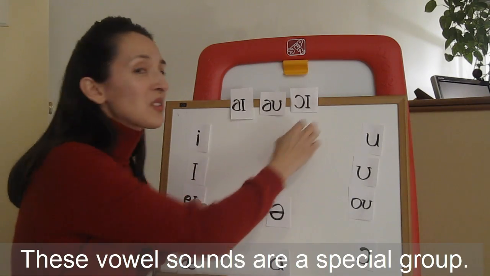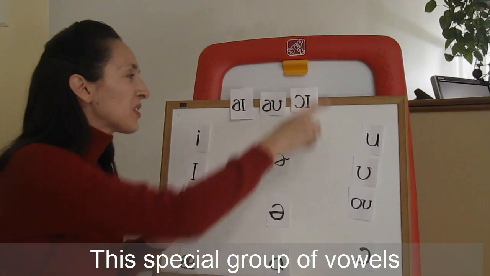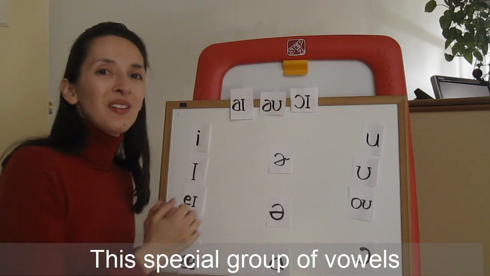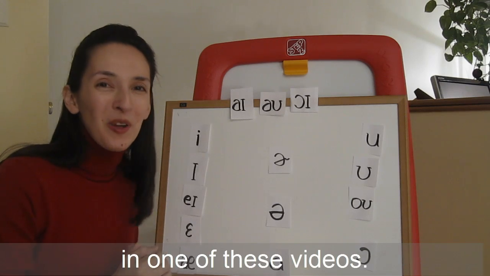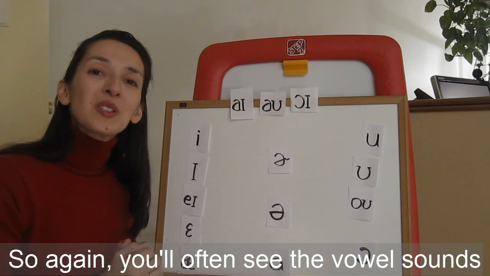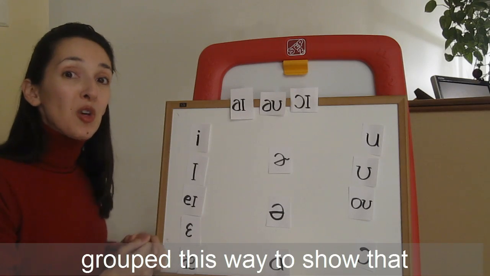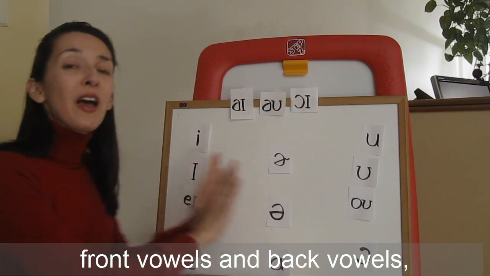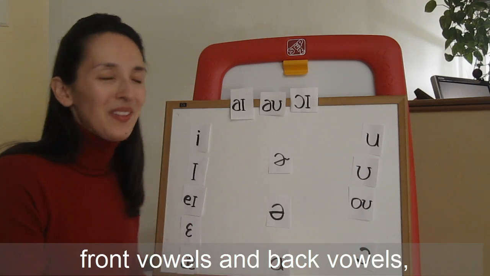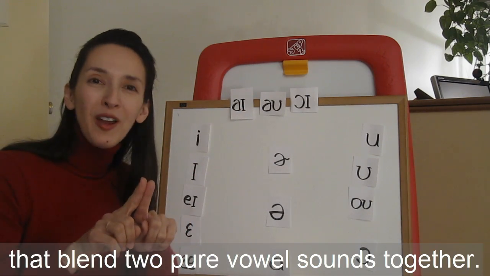These vowel sounds are a special group. They're different from the others. This special group of vowels is called diphthongs, and we'll focus on that in one of these videos. So again, you'll often see the vowel sounds grouped this way to show that there are high vowels and low vowels, front vowels and back vowels, and our special group of diphthongs that blend two pure vowel sounds together.